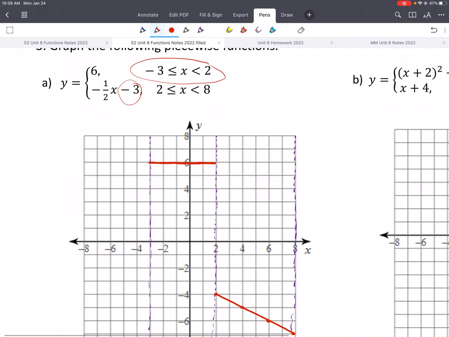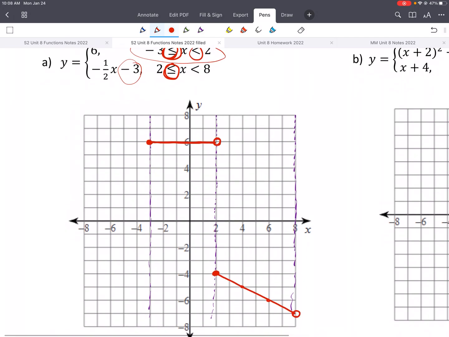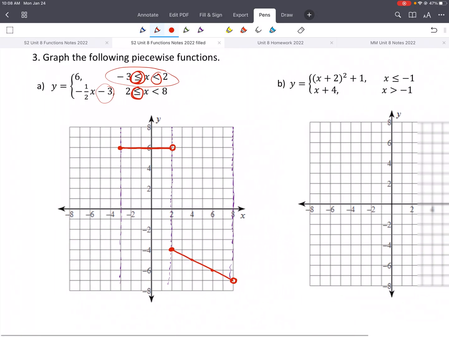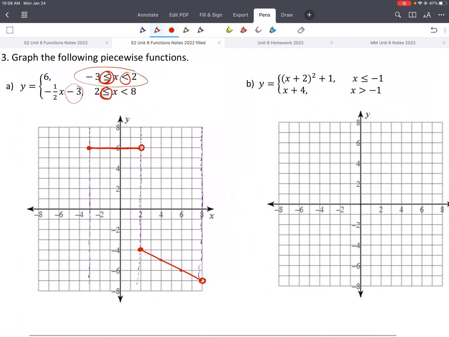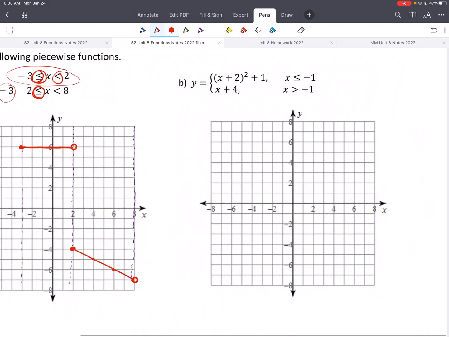Okay, now we need to look at the endpoints. This is telling us that it includes -3, so we'd fill that in, where this tells us that it doesn't include, so this would be like an open hole. For the 2, for the other equation, that includes it, so we'll have a filled in dot. And for 8, it's open. And now we're all good. That's all we really need to do. We have our piecewise graph. Okay, why don't you pause and give this one a try.